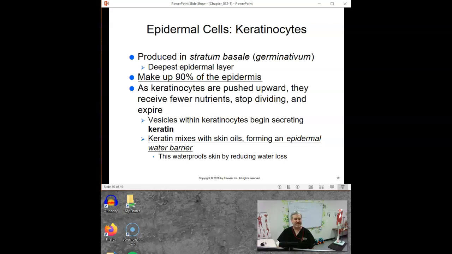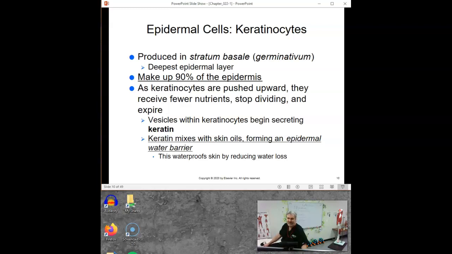So keratinocytes, let me explain something here for a second. The word cyte means cells. You're going to hear it all the time in anatomy. Keratinocytes are a type of cell. They're a very tough cell, and the majority of your epidermis is keratinocytes.